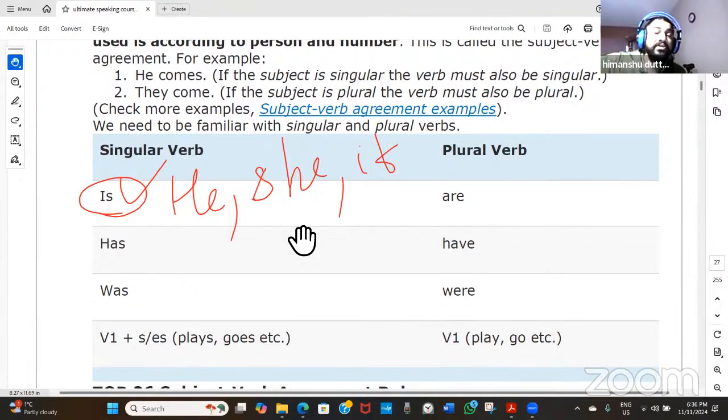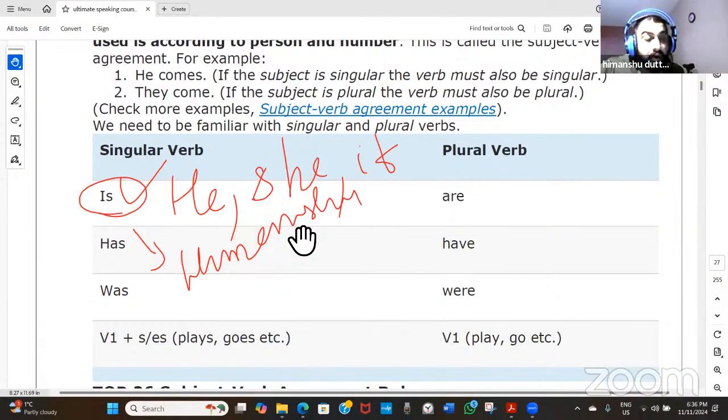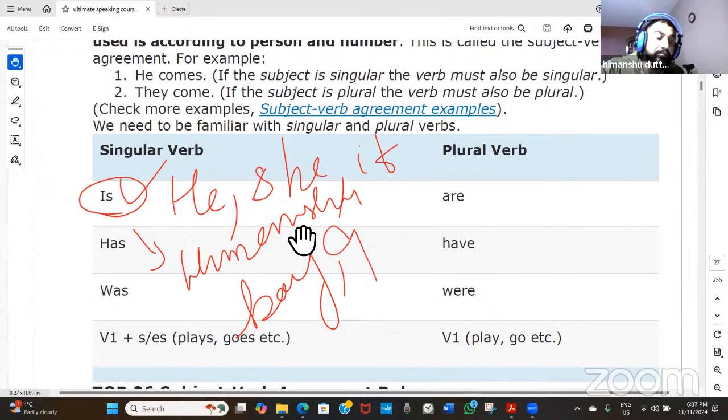If the name of the person is known, like if I say Himanshu, with that one, is will come. Any singular one would be the one. Like if I say boy, then singular. If I say girl, then singular. If the girl's name is there, but one person is there, then we will use is.